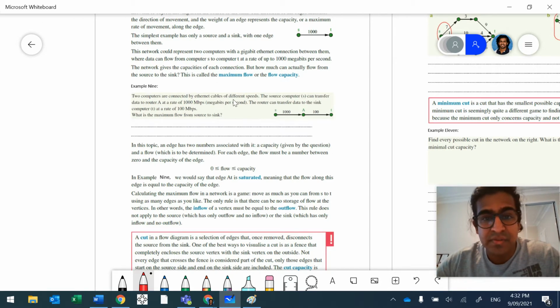If we have a look at this example, we've got two computers connected by Ethernet cables of different speeds. The source computer can transfer data to this router at a rate of 1,000 megabits per second. This router can transfer data to the sink computer at a rate of 100 megabits per second. So the question is, what is the maximum flow from source to sink?